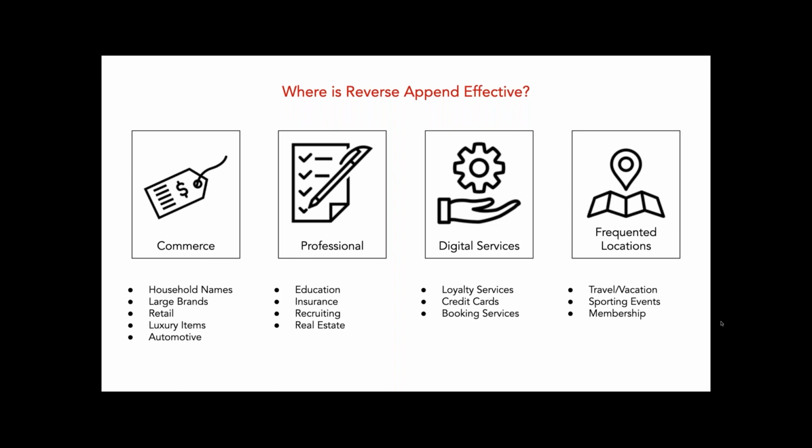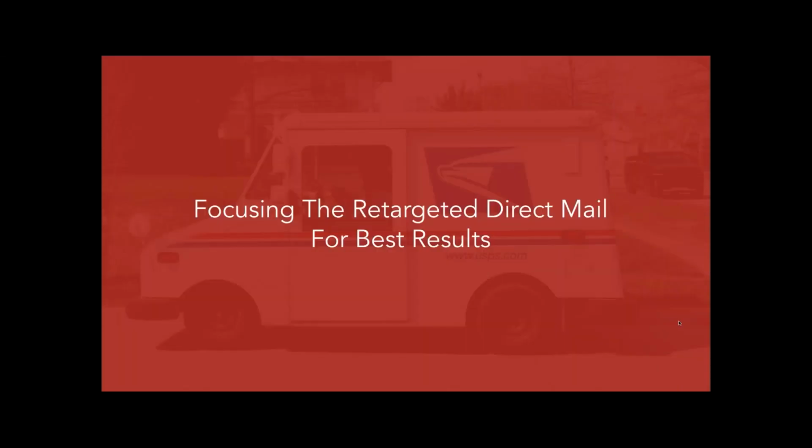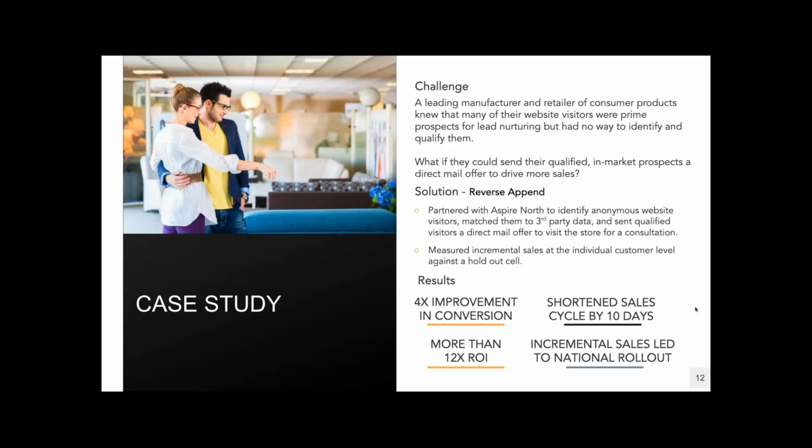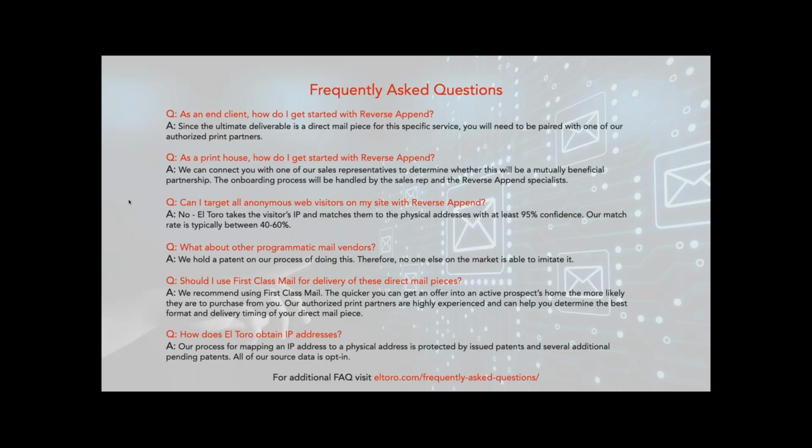looked at locations, such as sporting events. So people that consistently travel, people that specifically go for disposable income entertainment, inventorying those individuals based on their affinity towards a specific product can be highly advantageous for you to get in front of. So focusing the retargeted direct mail for the best results.